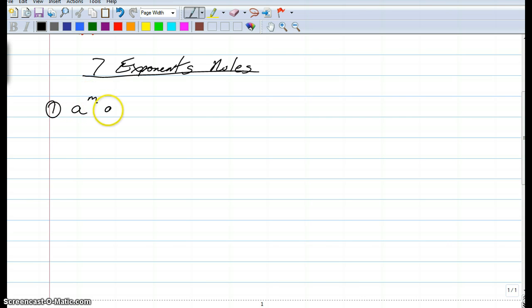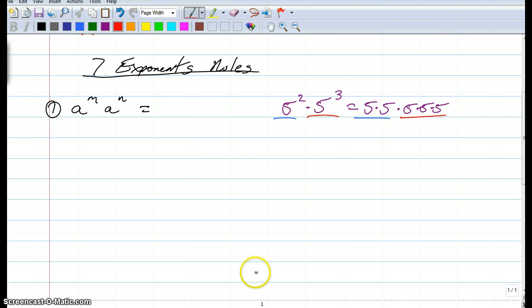a to the m times a to the n equals, now if you guessed it, great, but here, let's do an example. Let's suppose that I had 5 squared times 5 to the third power. Well, again, what does 5 squared mean? It means 5 times 5. That's this part, right? And then 5 cubed, that means times 5 times 5 times 5, which is that part.